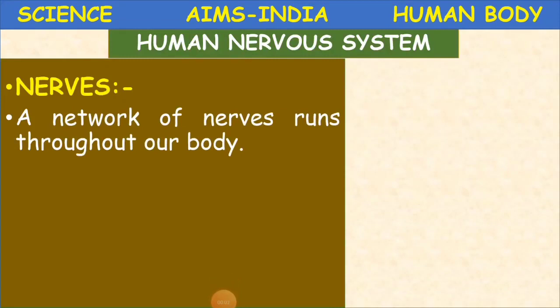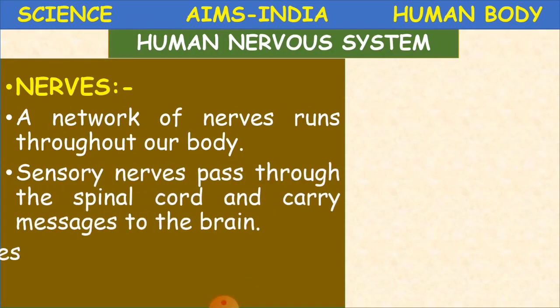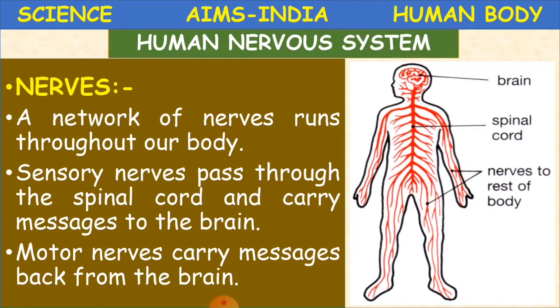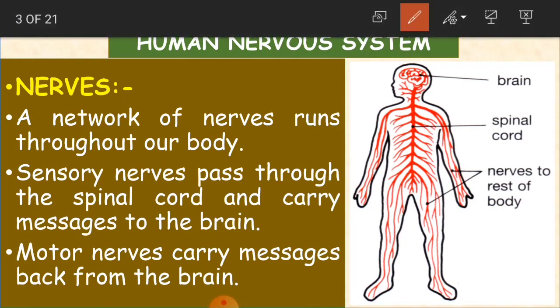About nerves. So what are nerves? A network of nerves runs throughout our body. As you can see in the picture children, these are all nerves. Whatever you are seeing as red lines are called nerves. And it is a network, they are connected to each other. All these nerves join here, and again from here they join to the top of our body, that is the brain. From the toe to the head, all the nerves form a network. They are connected with each other and run throughout our body.